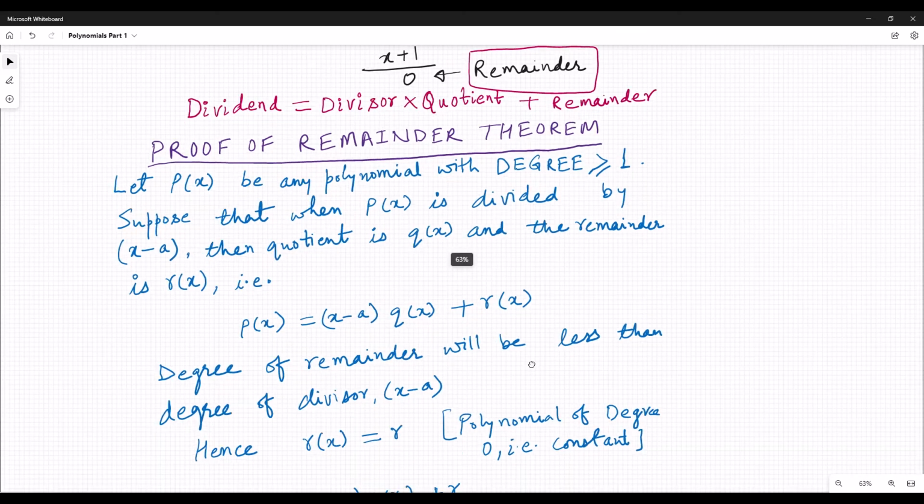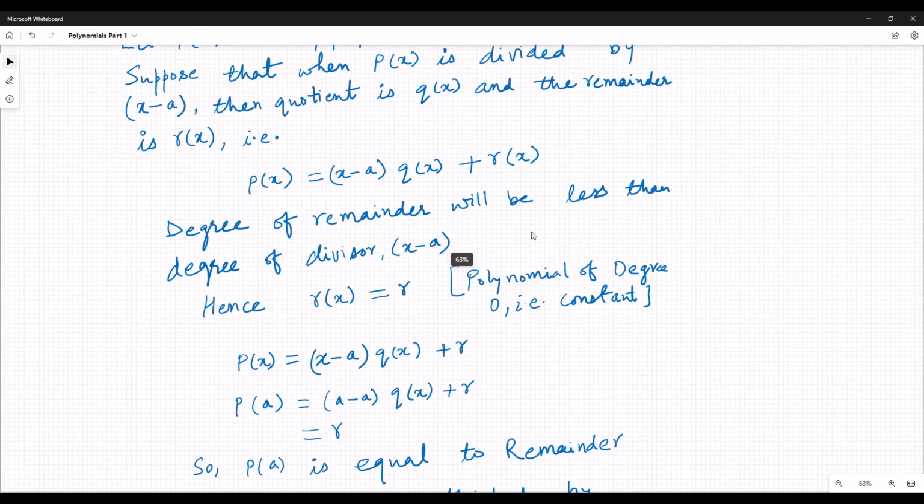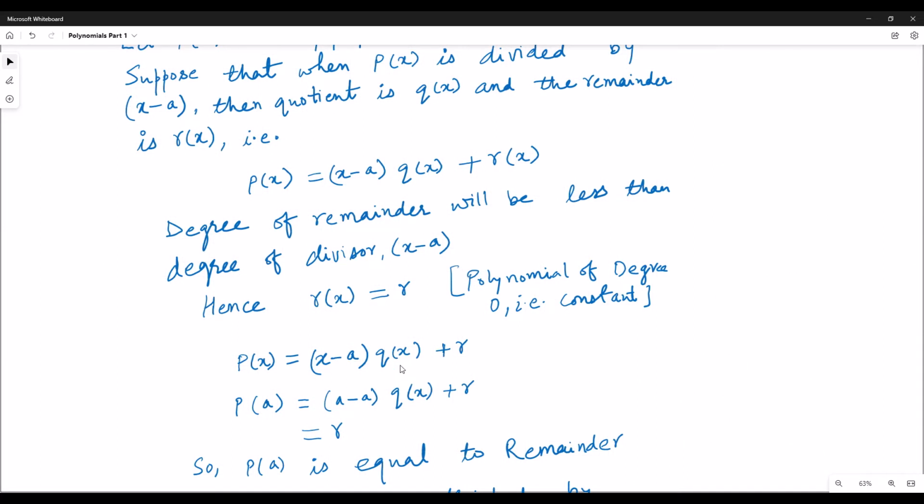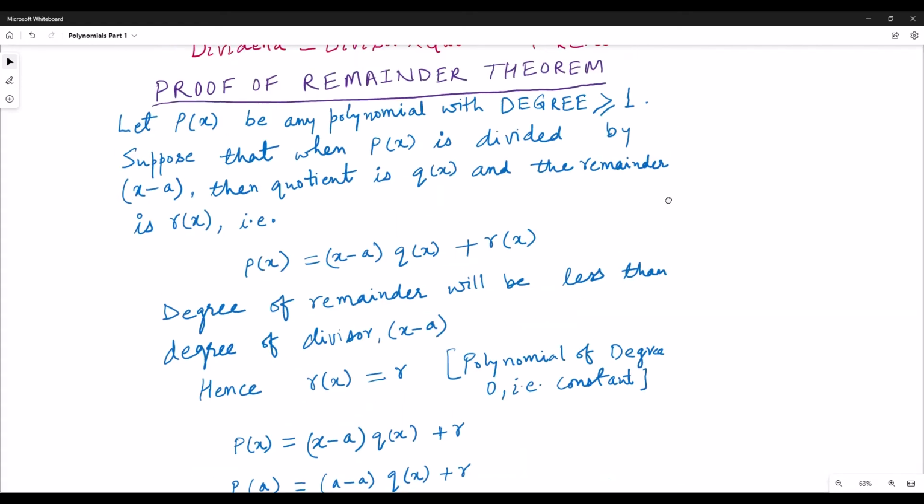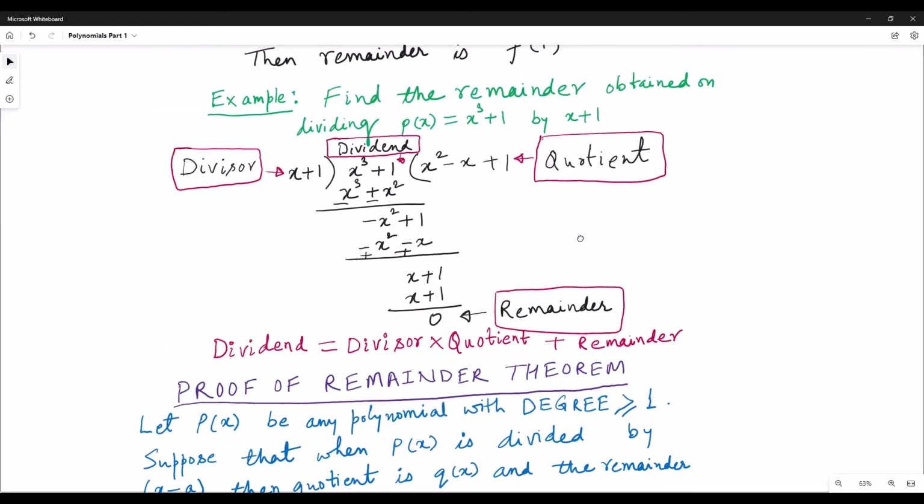So let us suppose if we divide it, then p(x) is equal to (x minus a) into q(x) plus r, and if x is equal to a, then p(a) is equal to r. So this is the simple proof of the remainder theorem. If you divide a polynomial by x minus a, then the remainder is p(a), because if you put the value of a here, x minus a becomes 0. So 0 multiplied by the quotient is 0, and what is left is only the remainder. We will do the same thing again. We will go back.